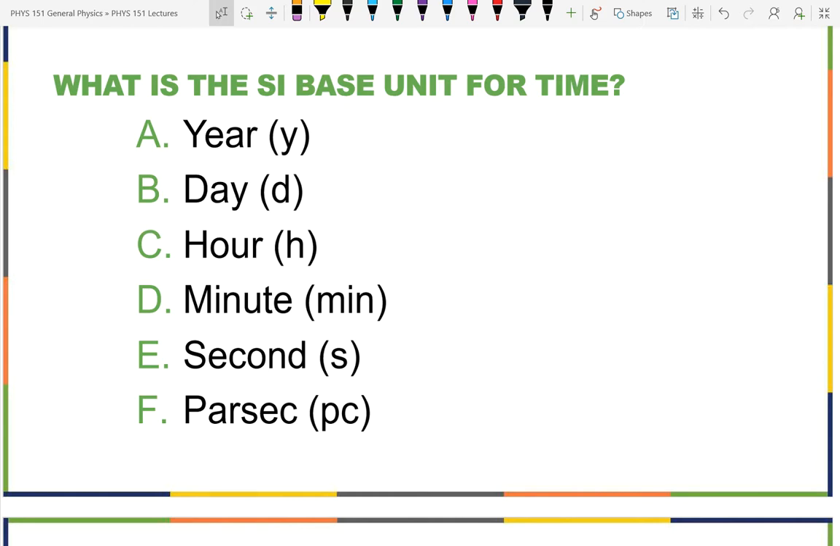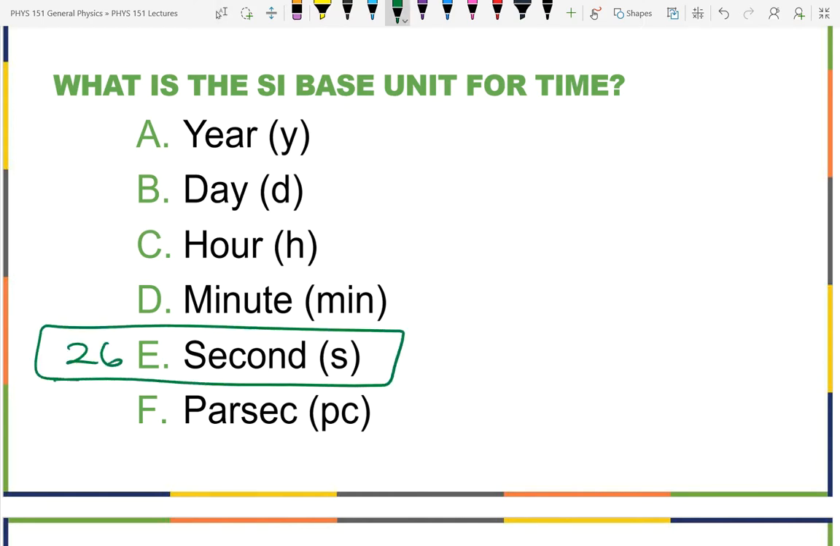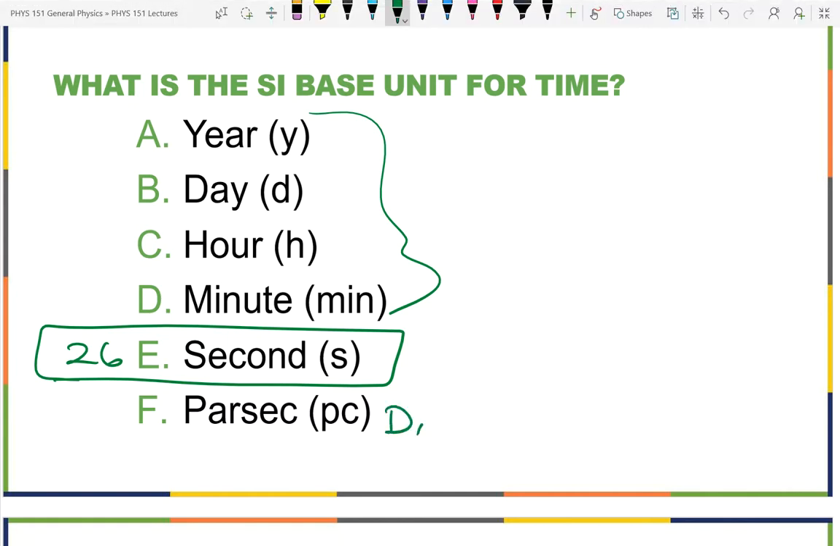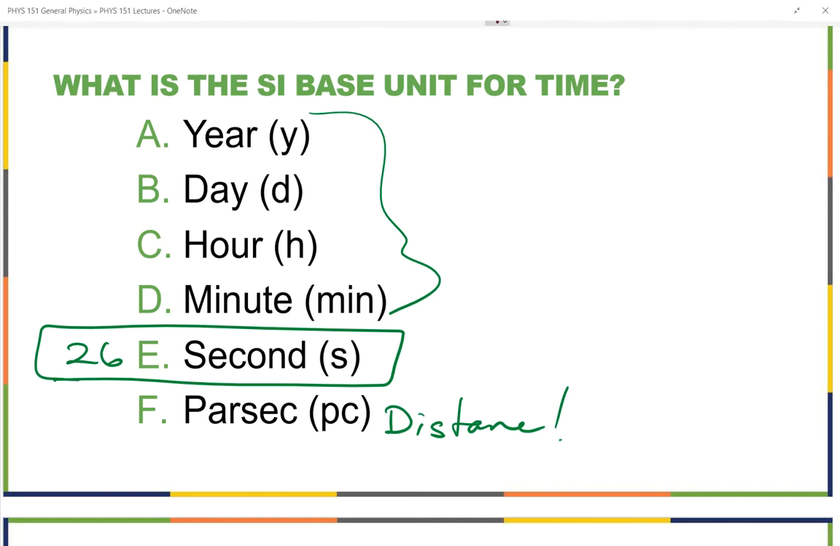All right, so everyone said seconds. And rather than draw a card and ask somebody, what was wrong with those up there? Yeah, nothing wrong except they're not the base unit, right? What about a parsec? That's a distance. A parsec is a parallax arc second. That's what it stands for.